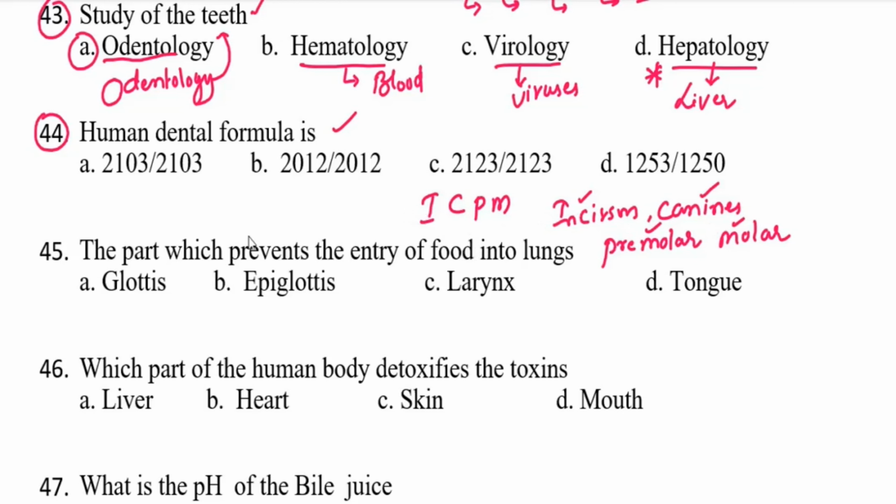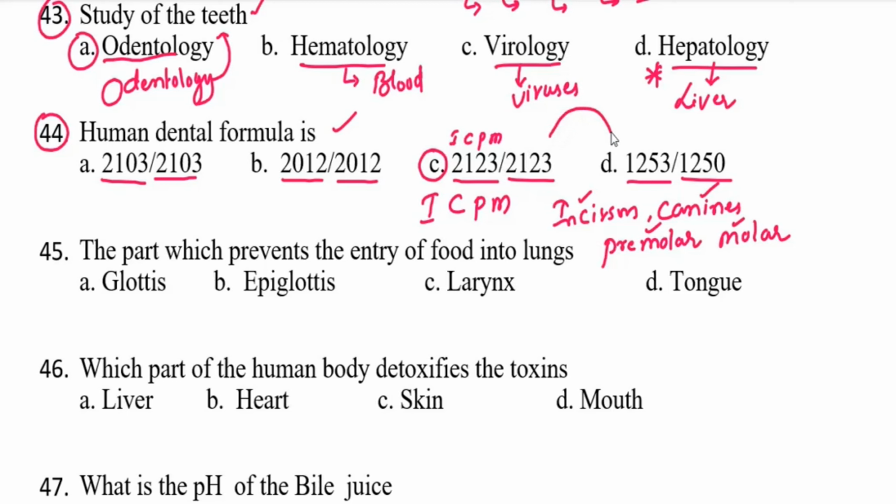The options are 2103, 2012, 2123, and 1253. The correct answer for this question is 2123. That means 2 incisors, 1 canine, 2 premolars and 3 molars. This is only one side.